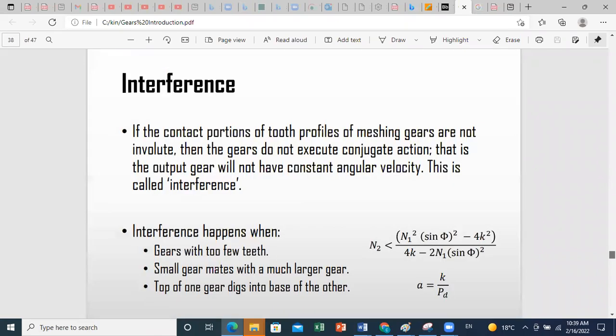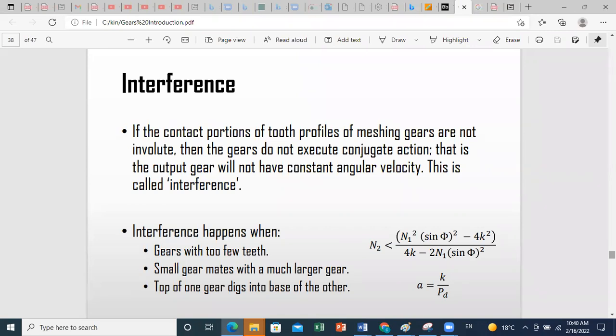Okay, now what is interference? Okay, we have talked already that interference is not desired, and by definition, what is interference? So if the contact portions of tooth profiles of meshing gears are not involute, then the gears do not execute conjugate action. That is, the output gear will not have constant angular velocity. This is called interference. So whenever you have a lack in the conjugate action, this means that you will not be able to ensure a constant angular velocity of your gears, and interference will take place.